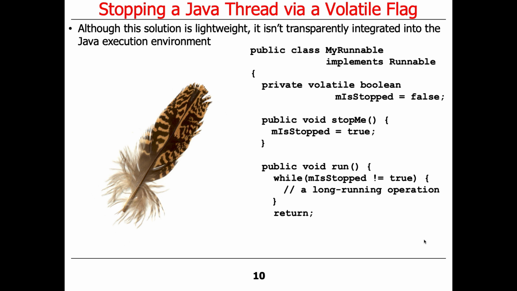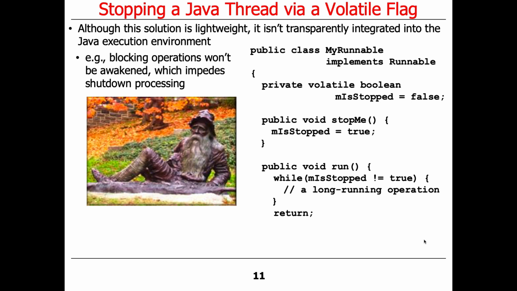So that's good. On the other hand, there are some problems. The problems are that this mechanism is not integrated into the Java execution environment. So therefore, certain types of operations that block will not be awakened. They won't wake up, and they won't be able to check to see that they've been told to shut down. So they'll just block there indefinitely, and your other threads are saying, stop me, stop me, stop me, and the thread's like, I'm not listening, I'm ignoring you. As a result, you could end up blocking for a very, very long time. You may just sleep forever, like Rip Van Winkle.